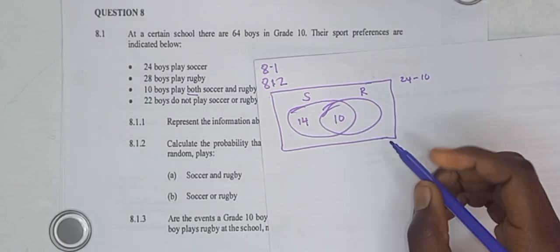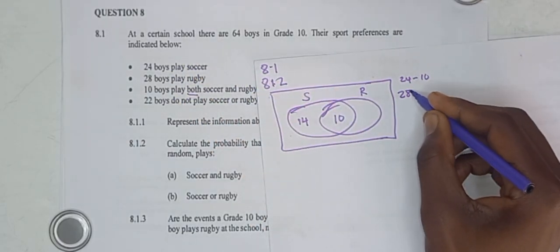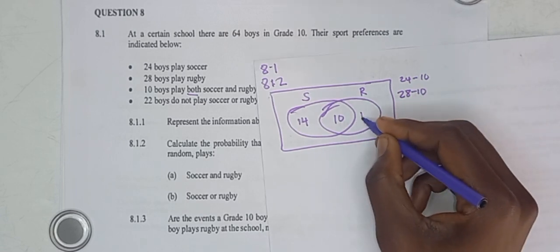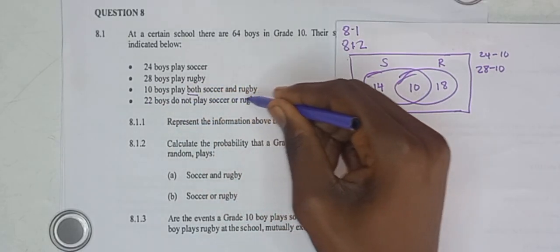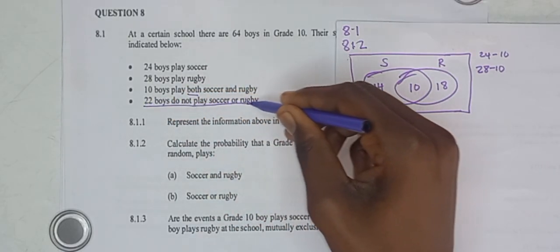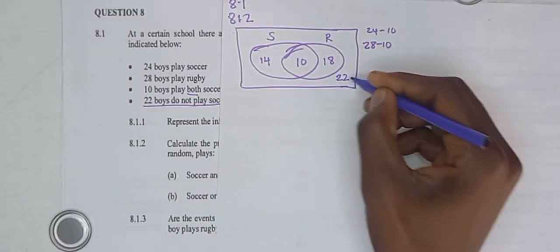I'm also going to do the same thing for the rugby. For rugby there is 28. We're just going to say 28 minus 10, which will give us 18. So there are 22 boys here who do not play soccer or rugby. They do not participate in either one of those. Where are we going to put them? Outside the circles, but inside the rectangle. So this is where we'll put it down.